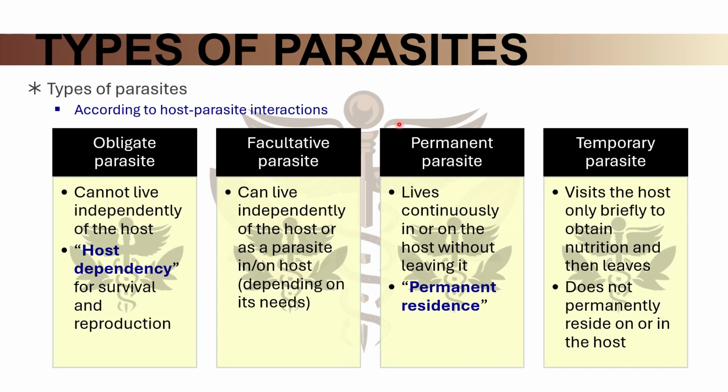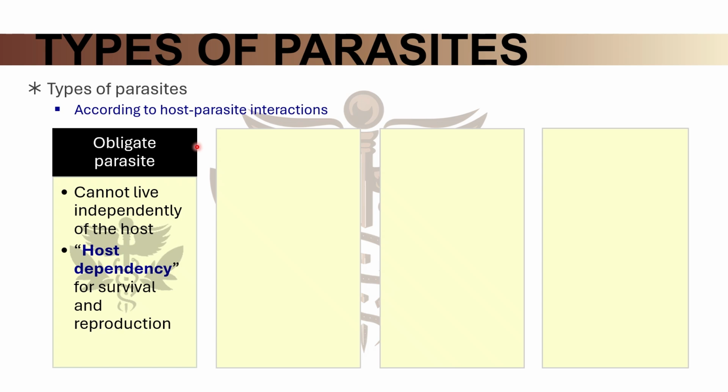We can also classify parasites according to the host-parasite interactions. I'm only going to cover the most clinically relevant types of parasites under this classification. We have obligate parasites, which cannot live independently of the host. That means that they cannot complete their life cycle or reproduce without exploiting a suitable human body. Therefore, the parasite being dependent on the host for survival and reproduction is the defining characteristic of obligate parasites. Something else to note is that they don't necessarily have to spend their entire life on or in the human body, just certain life stages, and this distinction will be important in a bit.